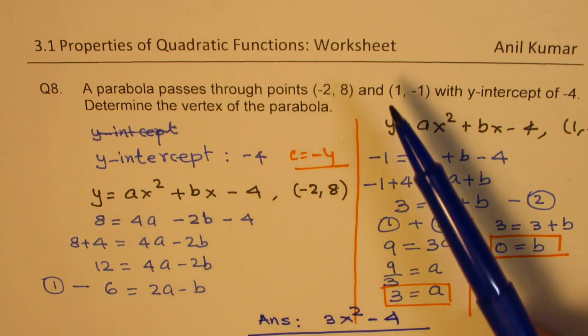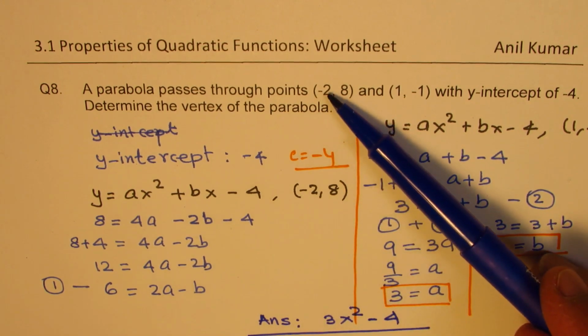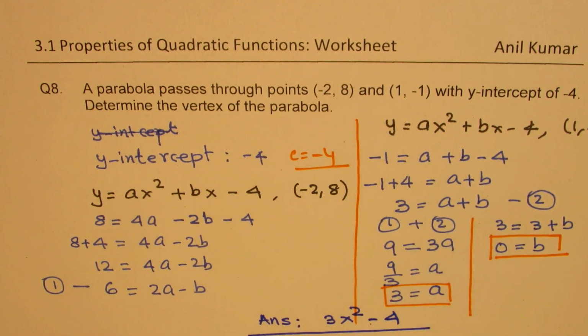You can verify if I substitute 1 here, we get 3 minus 4, which is minus 1. If I substitute minus 2 here, 2 squared is 4. 4 times 3 is 12. 12 minus 4 is 8. It works. Correct? So that is how we are going to solve it.